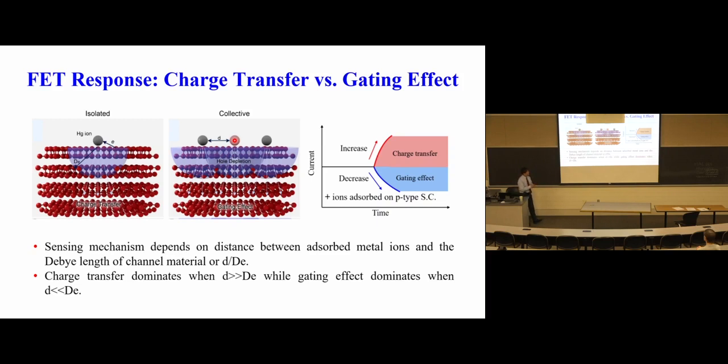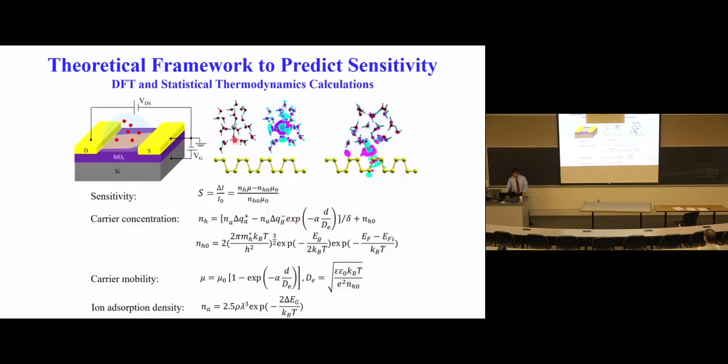When the spacing between the mercury ions is much larger than the Debye length, it will be dominated by the charge transfer that leads to increasing current in our device. In other cases, when the spacing is much smaller than the Debye length, the gating effect will lead to a reduced current. So we know there are two competing sensing mechanisms.